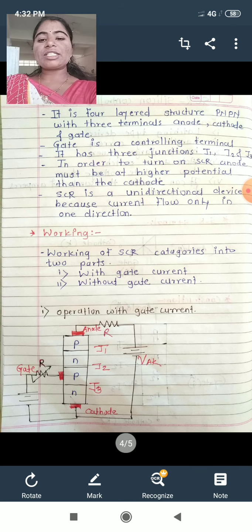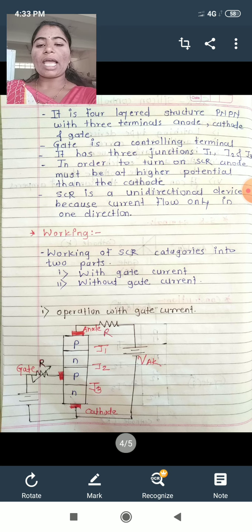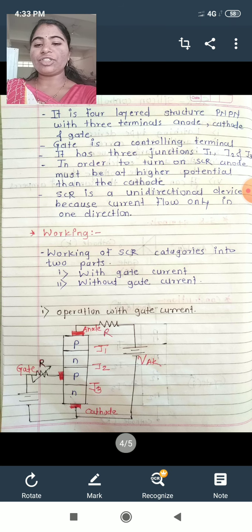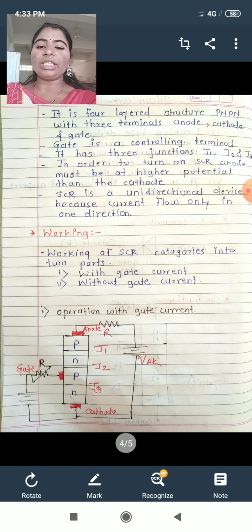The same construction diagram is drawn here, having the four layer structure PN, PN, and having three junctions J1, J2, and J3 as shown in the figure. It has three terminals: anode, cathode, and gate. Now see how the batteries are connected. First battery, that is VAK, the voltage between anode and cathode. How is it connected? The anode terminal is connected to the positive of the battery, and the cathode is connected to the negative of the battery.